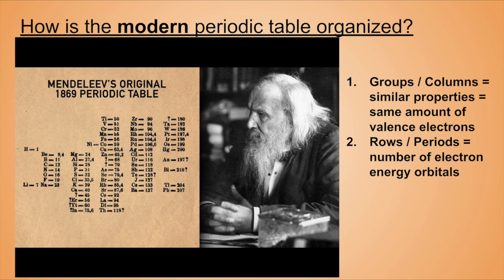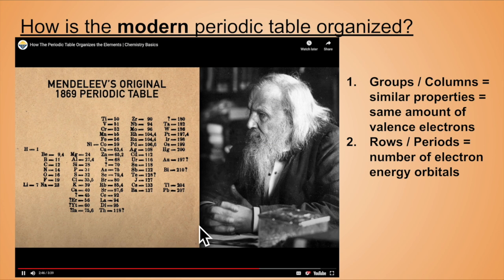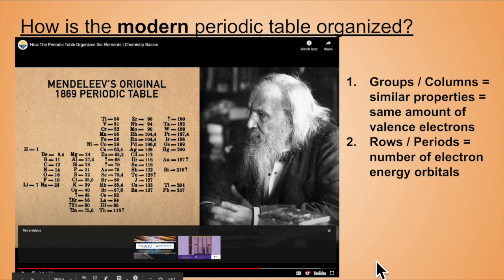For example, let's take a look at Mendeleev's original 1869 periodic table. Okay, we just went over that, so we don't need to do it again in this video. Groups are the columns, and they are organized by their similar properties, which equates to having the same amount of valence electrons. The rows equate to the number of electron energy orbitals. And the third way I want you to know and remember this is by atomic number.